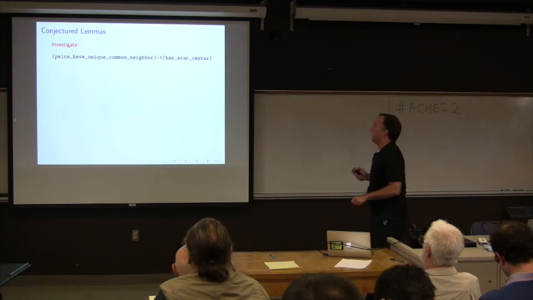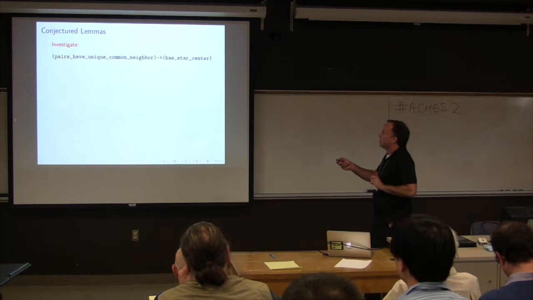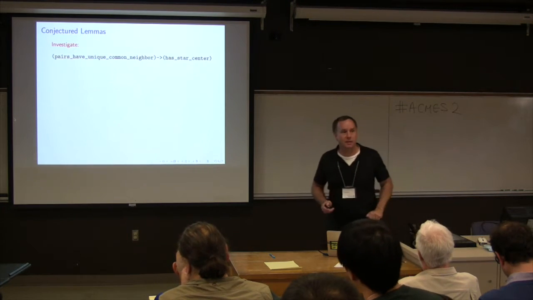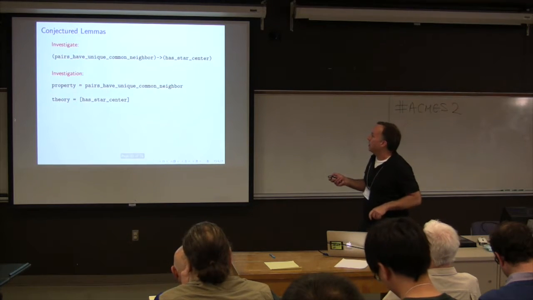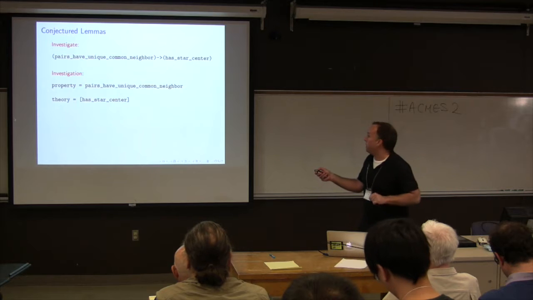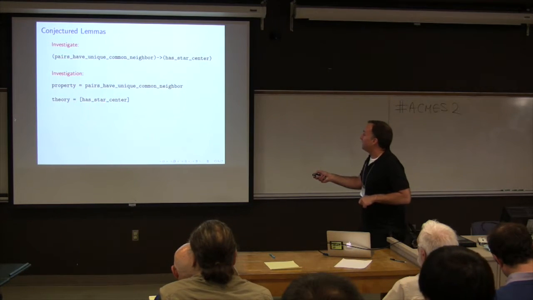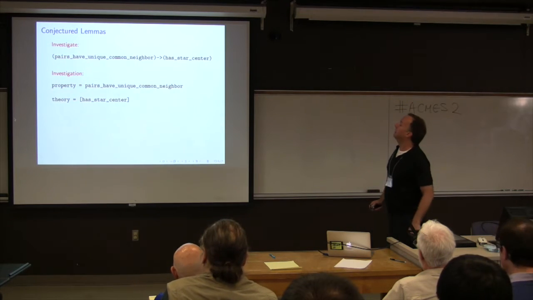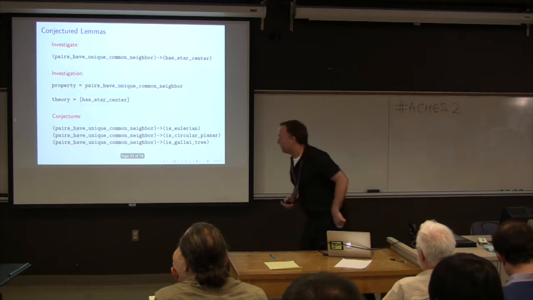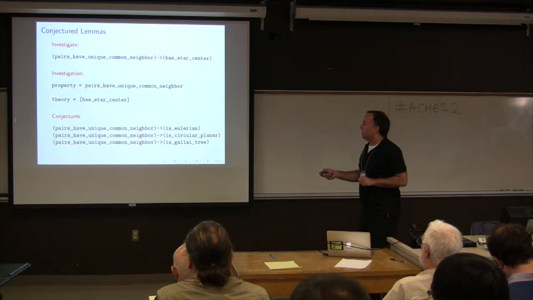We haven't run conjectures yet. So this is what I want to investigate. We've got this pairs property, which implies that the graph has a vertex that's adjacent to all of the others. So in our investigation, I'm going to use this as the property, and this is my cue, having a star center, that's the theory, and then I get conjectures. These are the only 3 conjectures that it makes. It says 3 things.